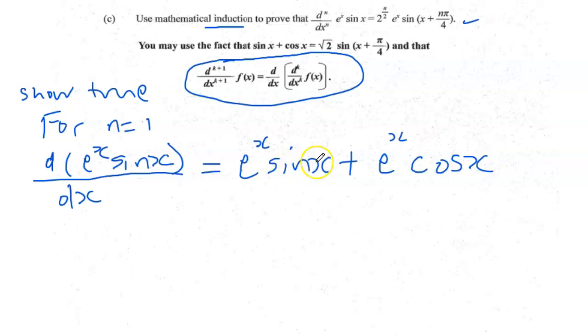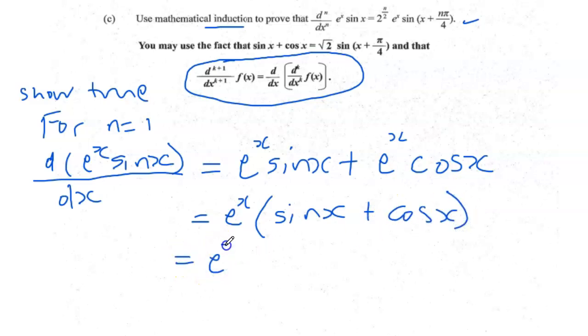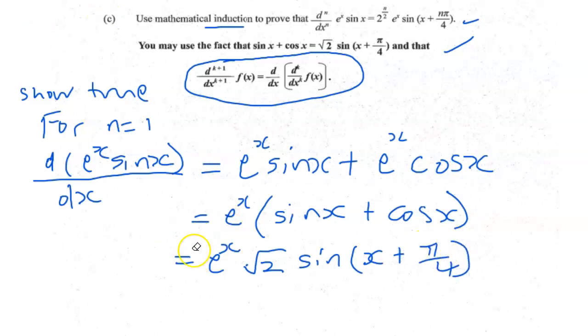And of course, notice we have a common factor, e to the x, so we can factor out e to the x, and we're left with sine x plus cos x. And notice we're given the identity for sine x plus cos x. We're told that sine x plus cos x is actually root 2 sine of x plus pi over 4. And since it's root 2, let me put the root 2 in front of the e to the x, since multiplication is commutative.